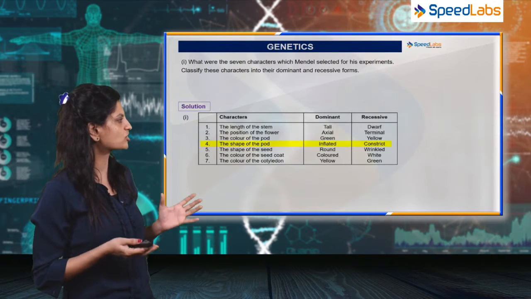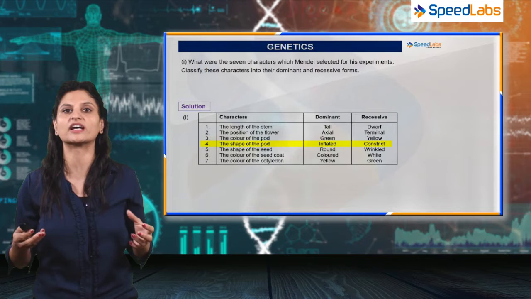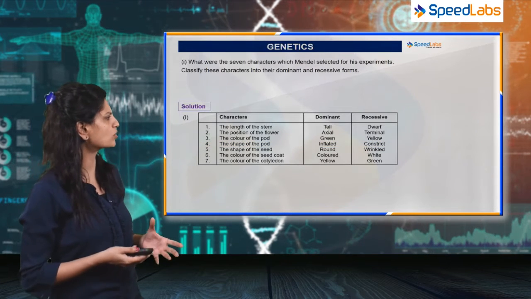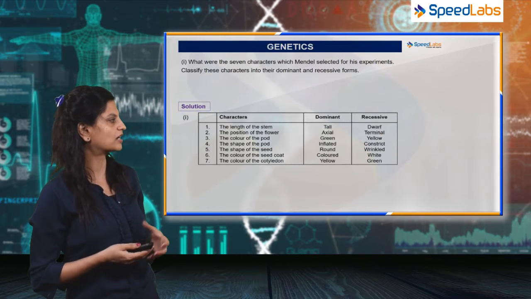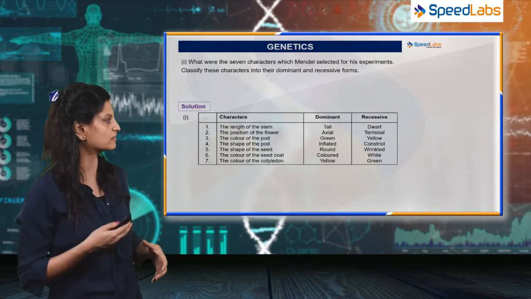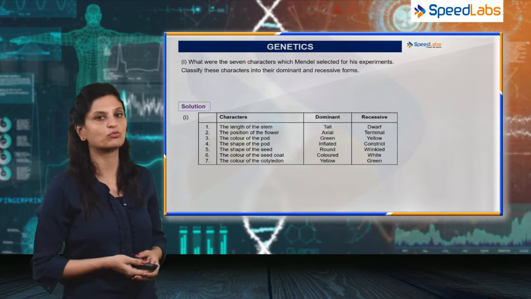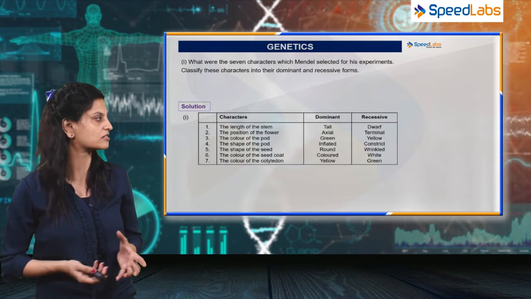The next one is shape of the pod. Again, there were 2 possibilities, inflated, that means swollen, and constricted, where the margins were not entire. The next one was color of the seed coat, where colored was dominant, whereas white was recessive. He also took shape of the seed, where, as we had used in the dihybrid crosses, round versus wrinkled.